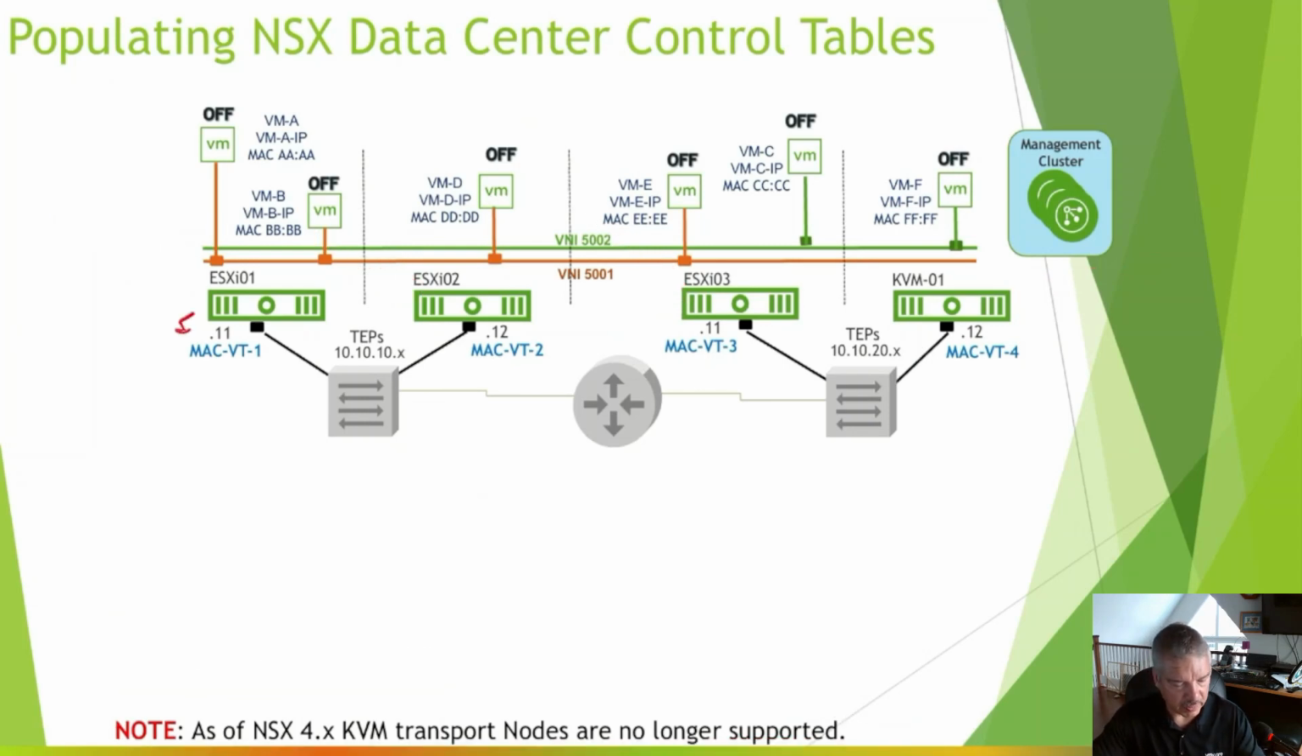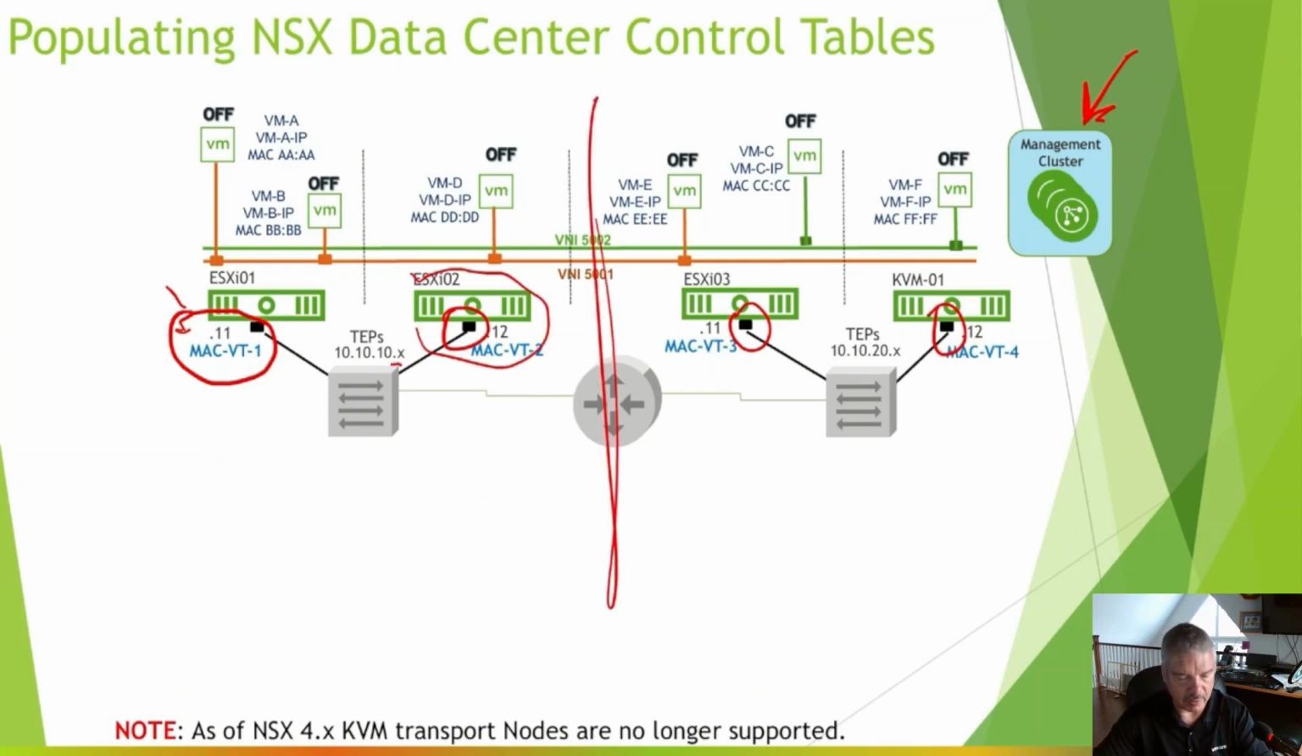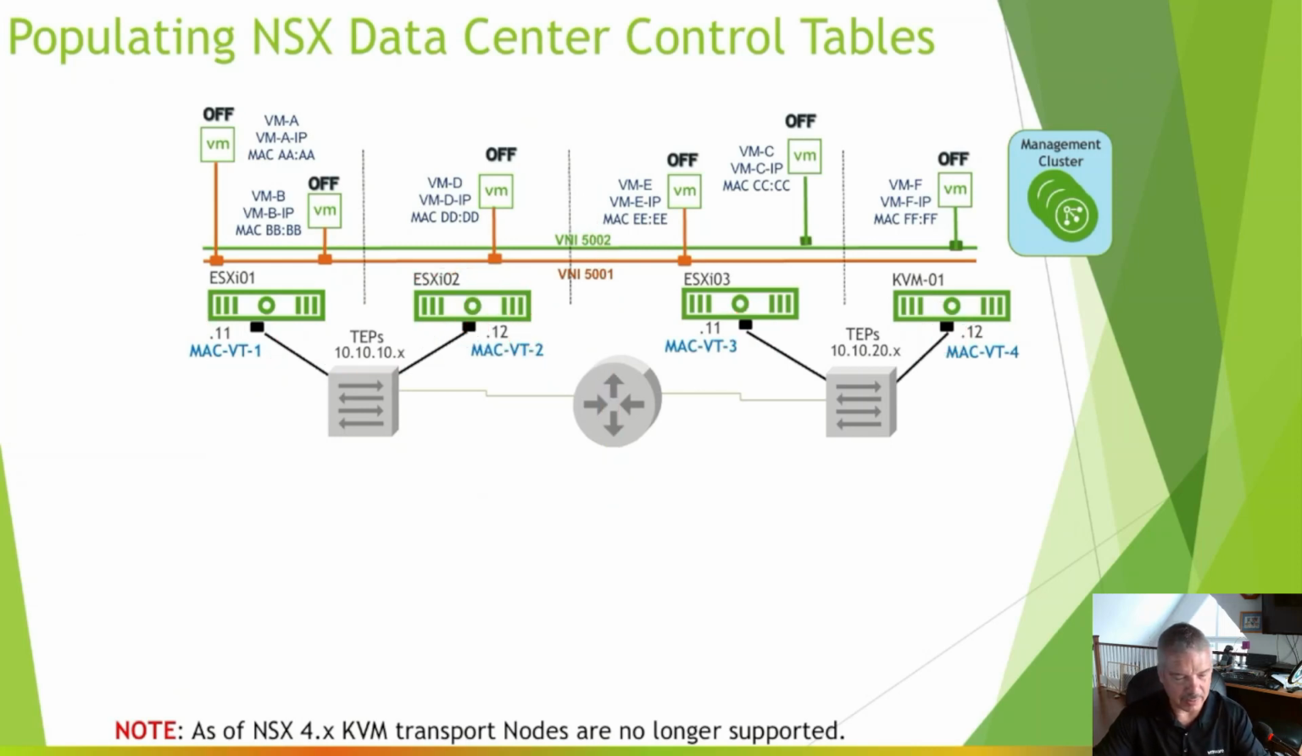You'll see my host has these TEPs on them. There's the TEPs, just a single TEP each. I'm not showing management networks. You see I got my management cluster over here, my central control plane. So you'll see host 1 and host 2 are on the left segment, and the left segment is 10.10.10.x. So this TEP IP of host 1 will be 10.10.10.11. This guy will be 10.10.10.12. You'll see the MAC addresses.